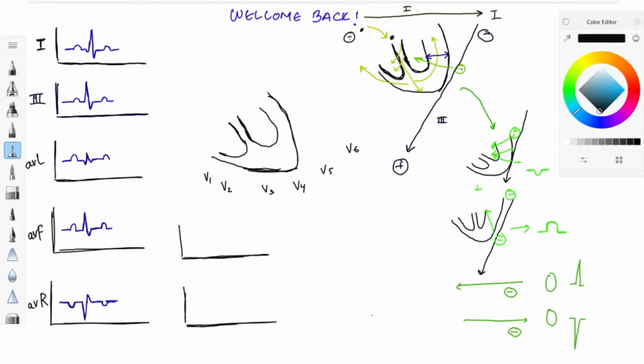Let's go over the chest leads now. So that's the placement, V1 through V6. We'll do V1 to V2 first. So the P wave is pretty much going to be the same for all the chest leads because they are looking at it in a similar fashion. The amplitude can vary because the leads are at an angle to it.